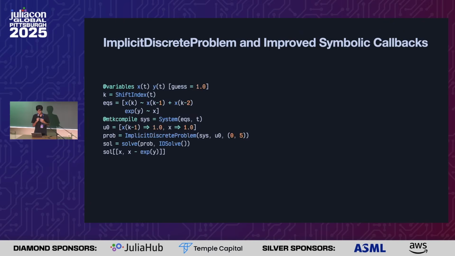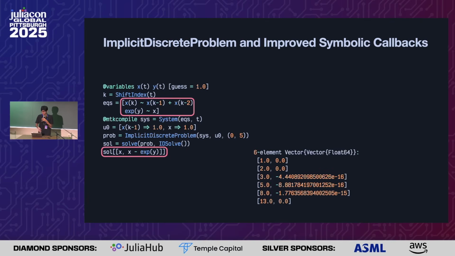Another thing to cover is implicit discrete problem and improved symbolic callbacks. So as I mentioned earlier, implicit discrete is the DAE analog for discrete systems. Here I have the traditional Fibonacci sequence in X, and the second equation is saying that the exp of Y is equal to X. I'm going to pretend that I don't know how to take the natural logarithm of this equation. So I can just create my implicit discrete problem, and I solve it, and from the solution I'm going to ask for X and the residual of the second equation, and as you can see, we get the Fibonacci sequence as the first element, and the residual is almost 0 throughout, which is exactly what we want.